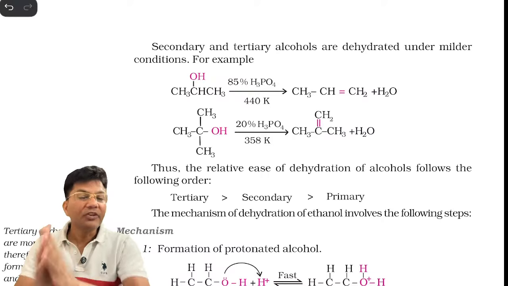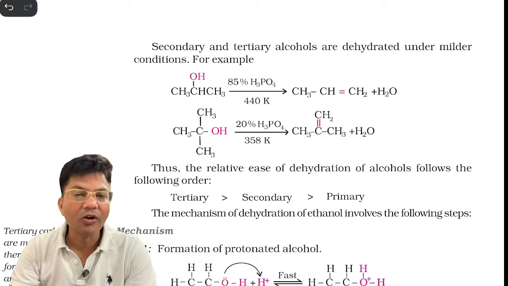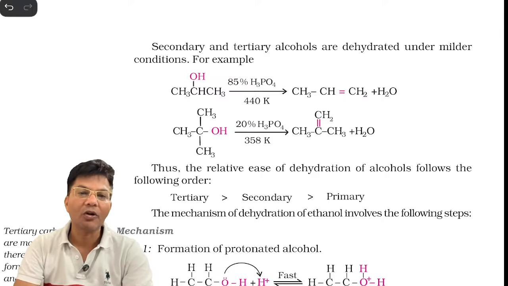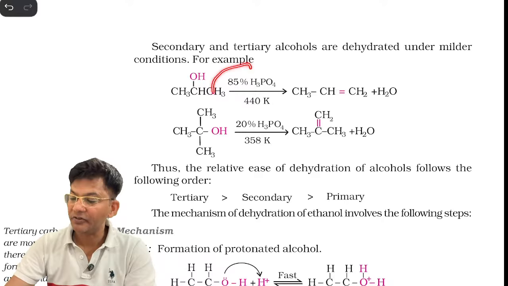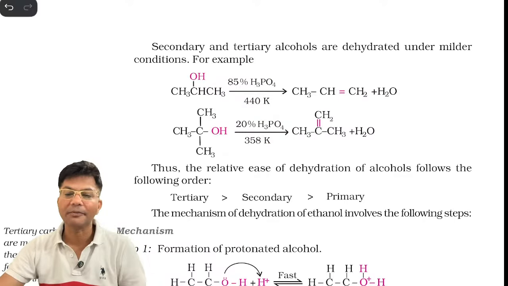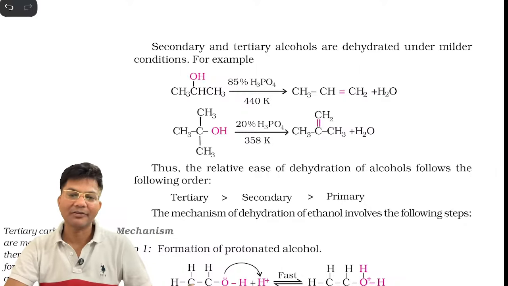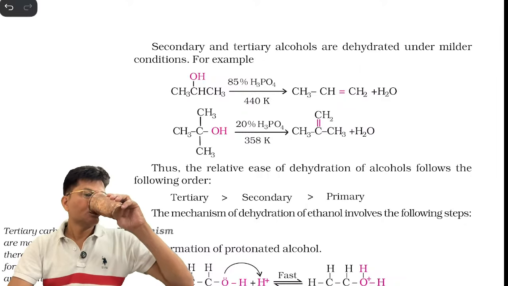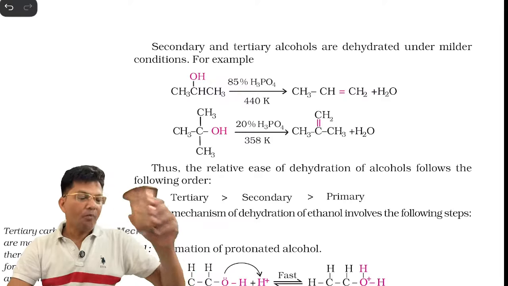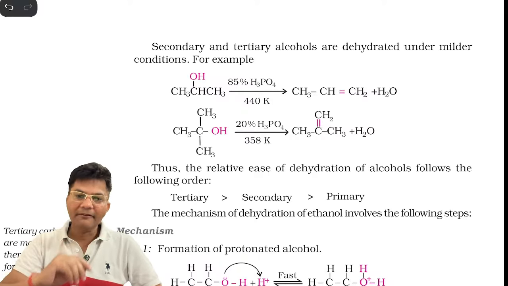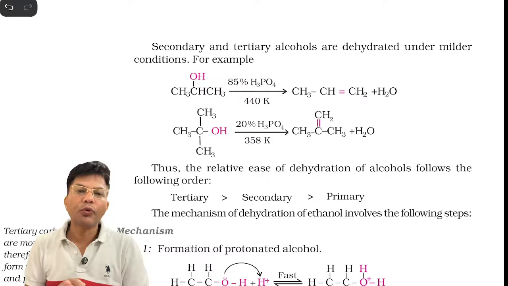Now, which is more reactive, 3-degree alcohol or 2-degree? Definitely 3-degree alcohol is more reactive. So less concentrated phosphoric acid is required. See, here 85%. Have you ever seen 85%? Here just 20%. Have you ever seen, kids? In one case, just 20% phosphoric acid and even less temperature.